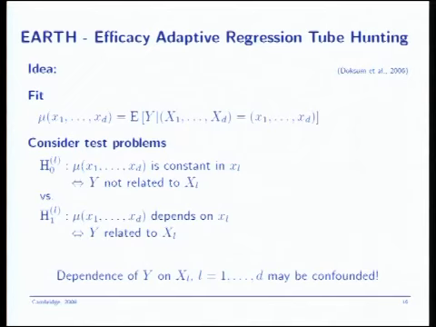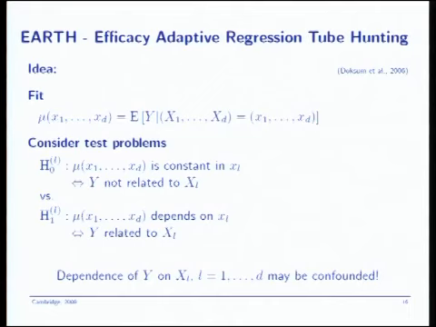So what does EARTH do? It's an acronym for Efficacy Adaptive Regression Tube Hunting. One must have thought quite a while to come up with this, but I like it. Anyway, of course we are again in the situation that you have some function of your predictors, and to find out whether, say, the l-th component of your predictors is active, you could set up a test problem stating whether the function is constant, so it's not influenced by that component, or not.